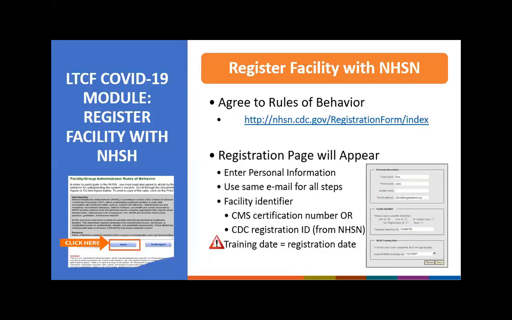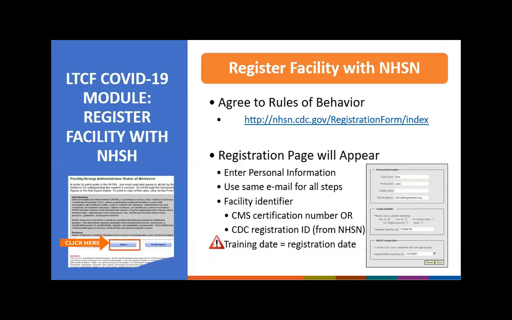So just be sure to double check that email once you type it into the box. The next thing you're going to do is enter a facility identifier. Now, a facility identifier is a CMS certification number if you are a CMS facility, or it could be the CDC registration ID if you are not a CMS facility.